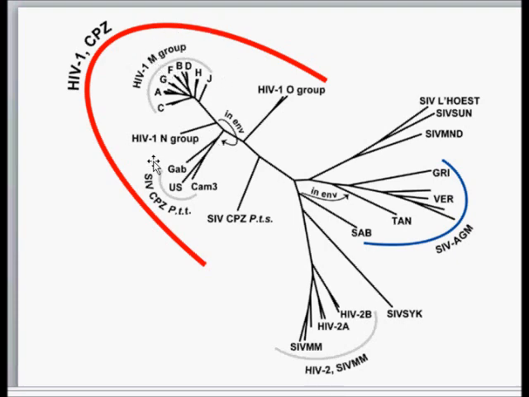There's HIV-1 N, where N stands for non-M group, and there's HIV-1 O, outside of the M group. Cleverly worded. And inside the HIV-1 M group, we have all these different clades, 10 different clades to be exact.